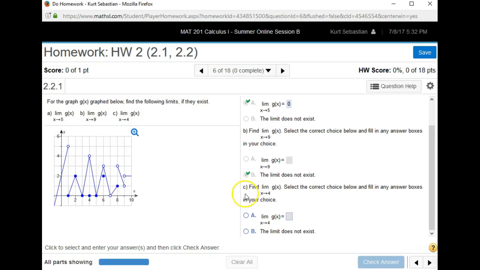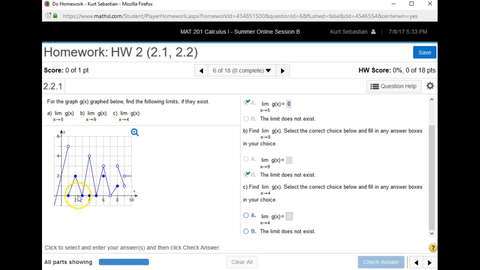All right. And the last one is x approaches 4. So can you tell me what you think here? Let's go. Here's x equals 4. Again, remember, I talked about it. Don't worry about what it is exactly at x equals 4. All we want to know is what does it look like the function's approaching.